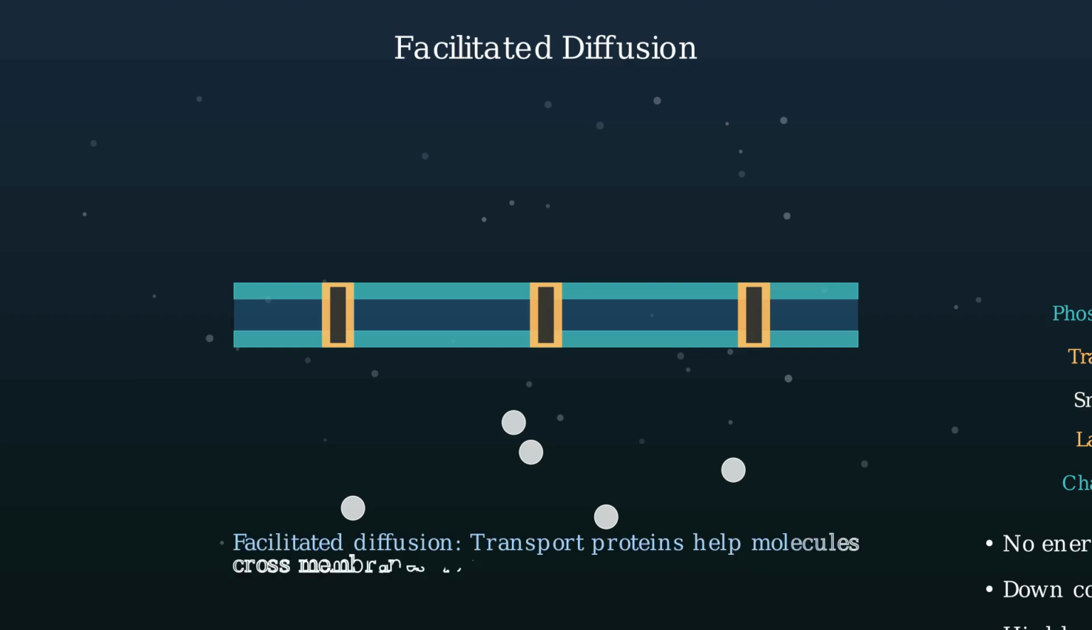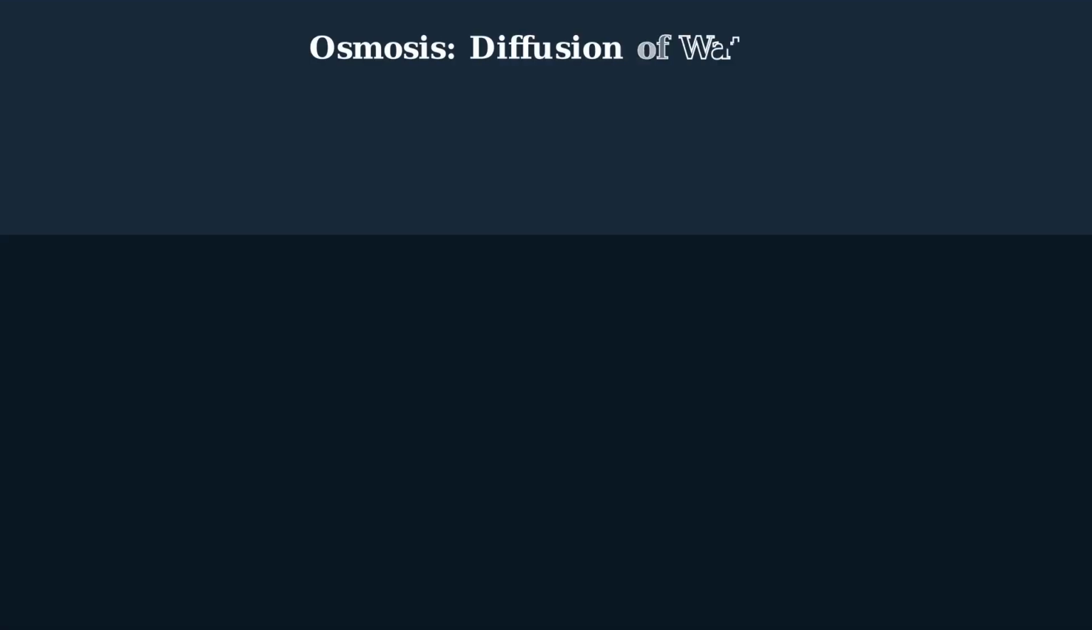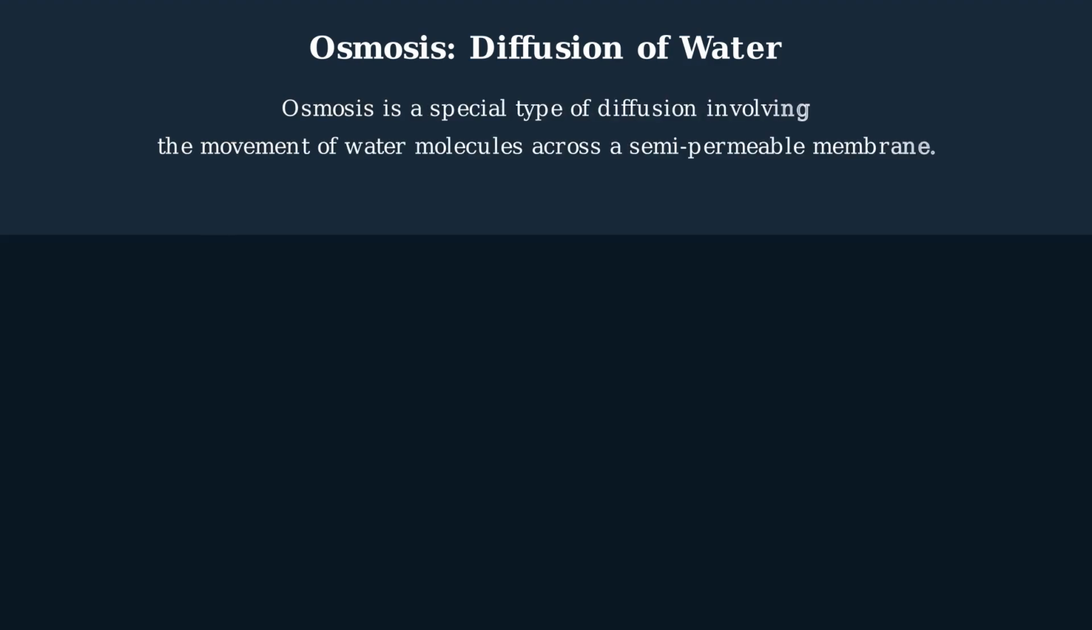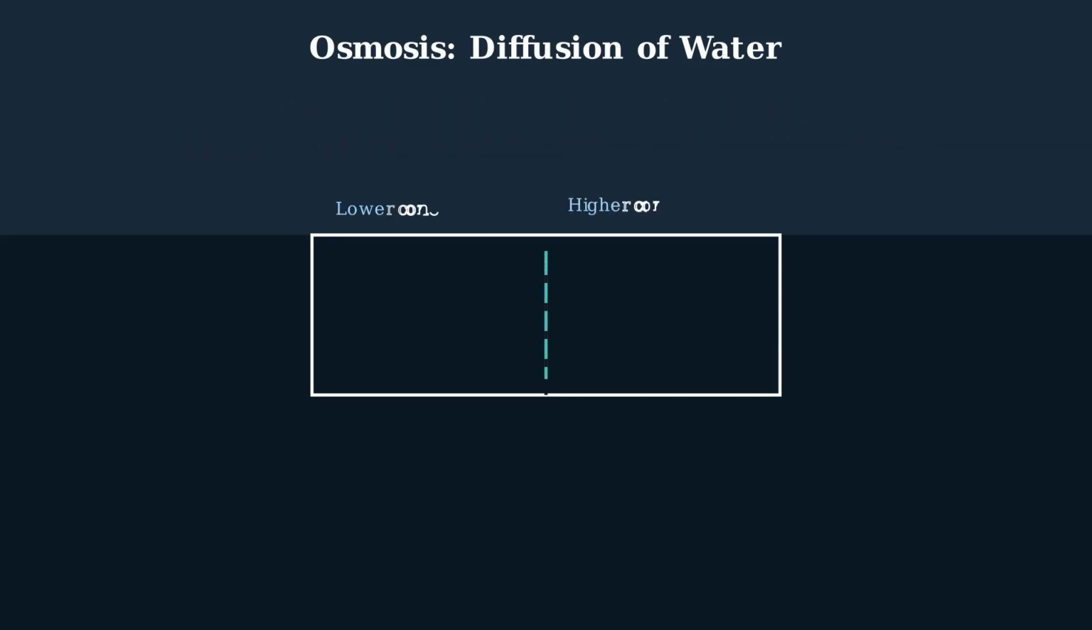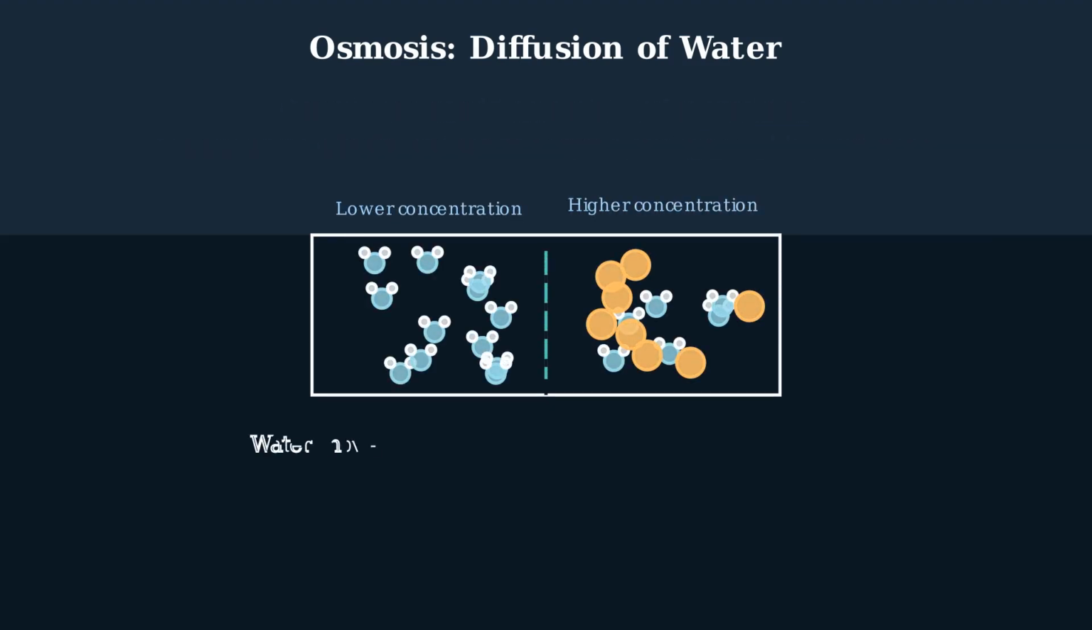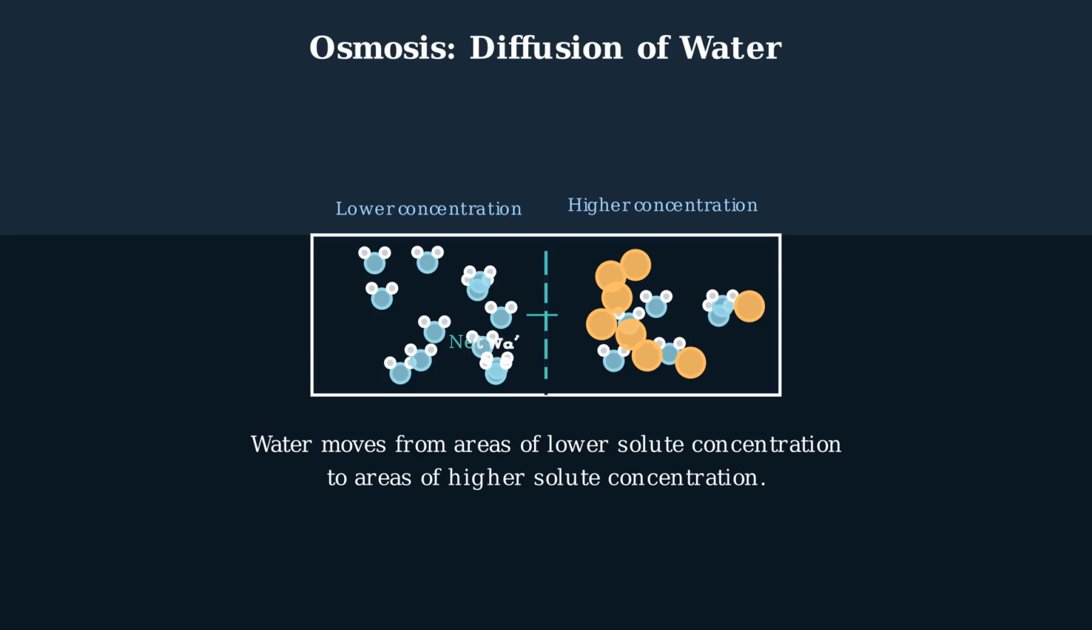In summary, facilitated diffusion allows molecules that cannot cross the membrane directly to move across with the help of transport proteins, all without using energy. Osmosis is a special type of diffusion that specifically involves the movement of water molecules across a semi-permeable membrane. In osmosis, water moves from areas of lower solute concentration to areas of higher solute concentration. This movement continues until the concentration of water molecules reaches equilibrium on both sides of the membrane.